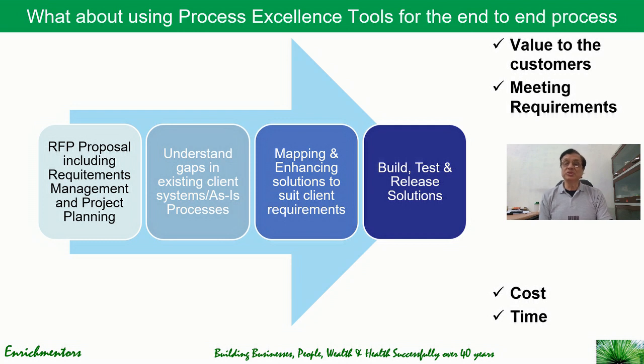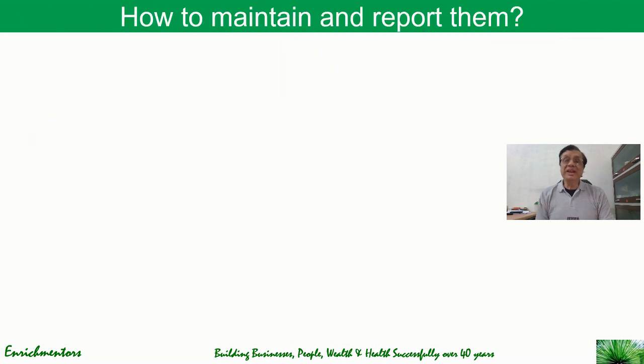The output of that has to be value to the customer, greatest value to the customer. We must meet their requirements. We should do that at minimum cost and minimum time. So why don't we put the matrices in such a way that these are the customer requirements, and accordingly we make measures and matrices that can measure the effectiveness of the whole solution design end-to-end process. Make sense? Wonderful.